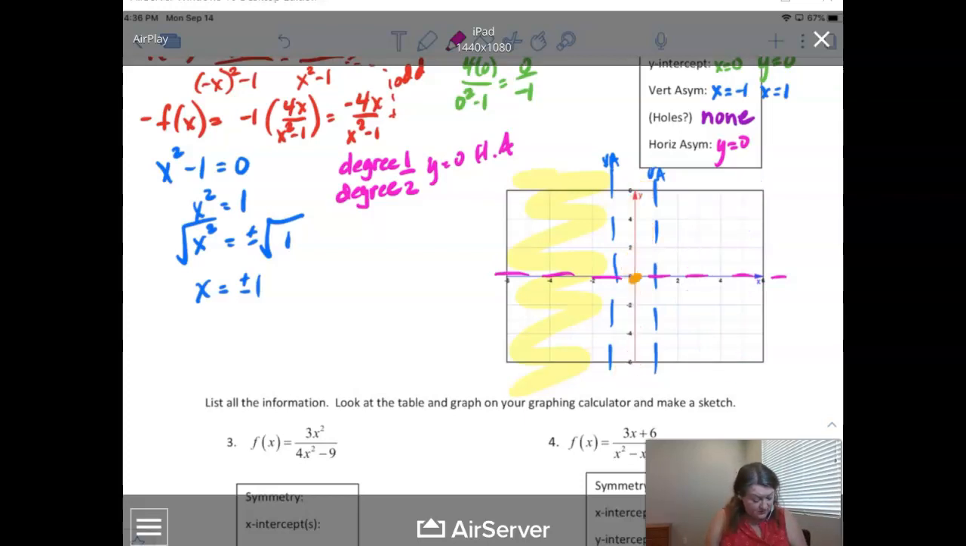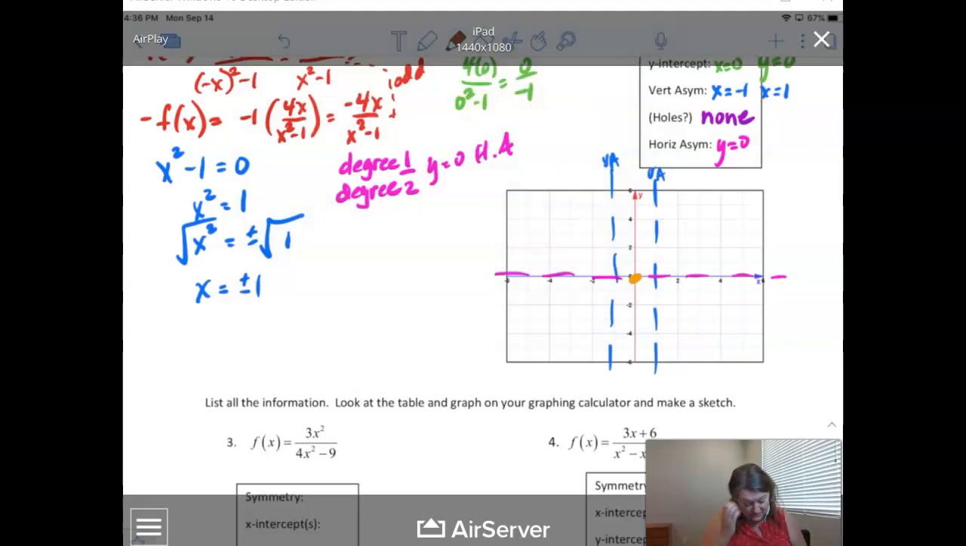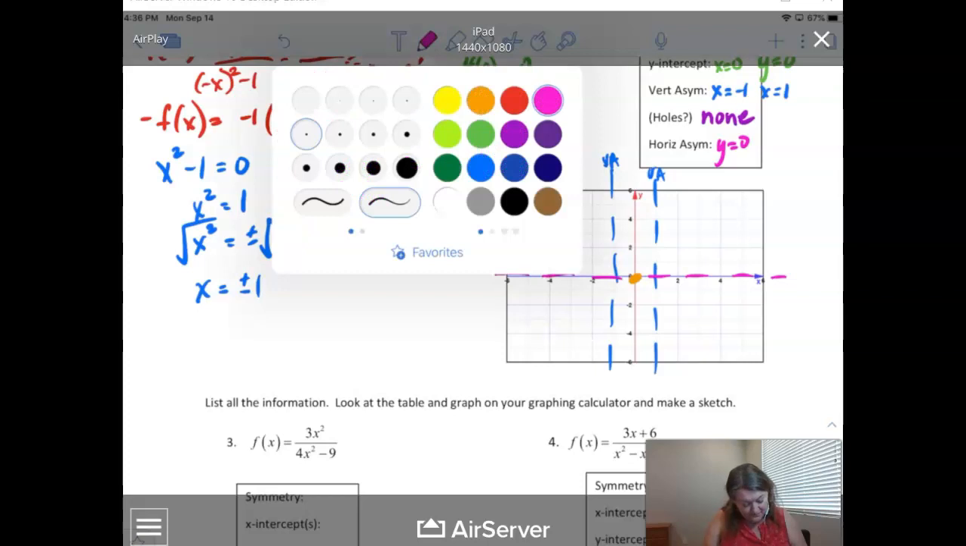Okay, so let me erase those and we'll start looking at the left side of things. So on the left side of things, we need a table of values. Okay, so here we go for table of values.